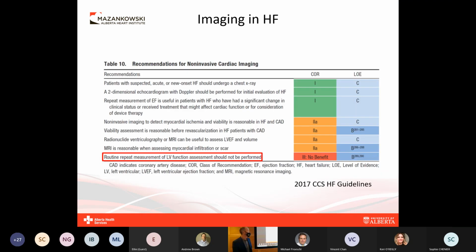Okay, and finally, the 2017 heart failure guidelines recommend that routine assessment of LV function should not be performed, stating that there is a lack of clinical benefit. Even though it's a commonly used technique, do you guys often do serial assessments of LV function in stable heart failure patients? Yes, I'm being told yes. We do as well.